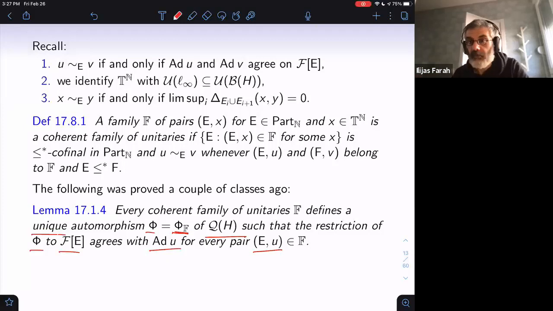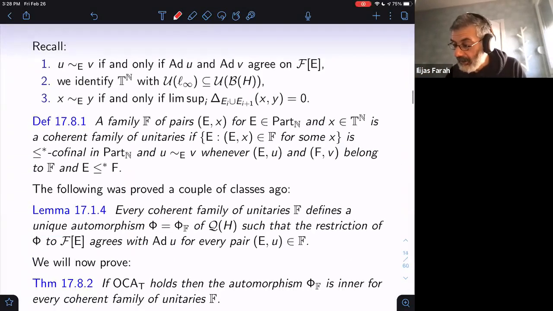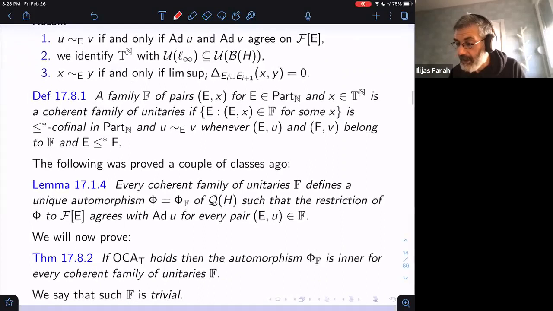So anyway, we proved this, and the proof is nothing really. All that matters is that the partition set is directed, and that lemma that every operator can be decomposed as a sum of two operators which belong to some F of E for a fast enough partition E. But we want to go in the other direction right now. Here is what we are going to prove: if OCA holds, then the automorphism phi F, as defined here, is inner for every coherent family of unitaries F. So we say that such F is trivial.